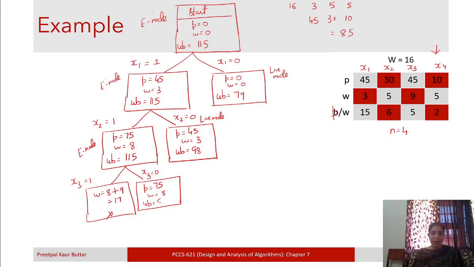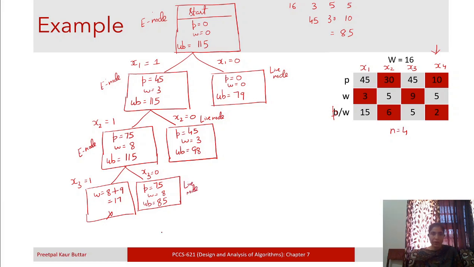The upper bound is 85. This is not profit actually, this is only an upper bound, because we are considering the fractions of the items here, but actually we can only pick the item or leave the item. So this strategy is used: the fractions are used only to compute the upper bound, right? So this is now our live node.